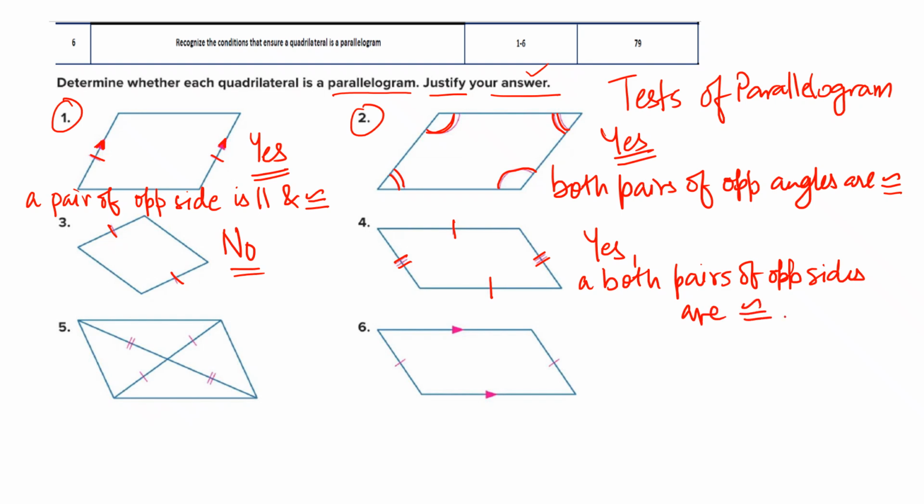Next one, question 5. If you see, here you are given about the diagonals. So this part of the diagonal and this part, the two parts are equal, and the other diagonal also, the two parts are equal. That means the diagonals are bisecting each other. So the answer for this will also be yes, that this quadrilateral which is given is a parallelogram, and the reason is because it passed the test, and the reason is that the diagonals bisect each other.